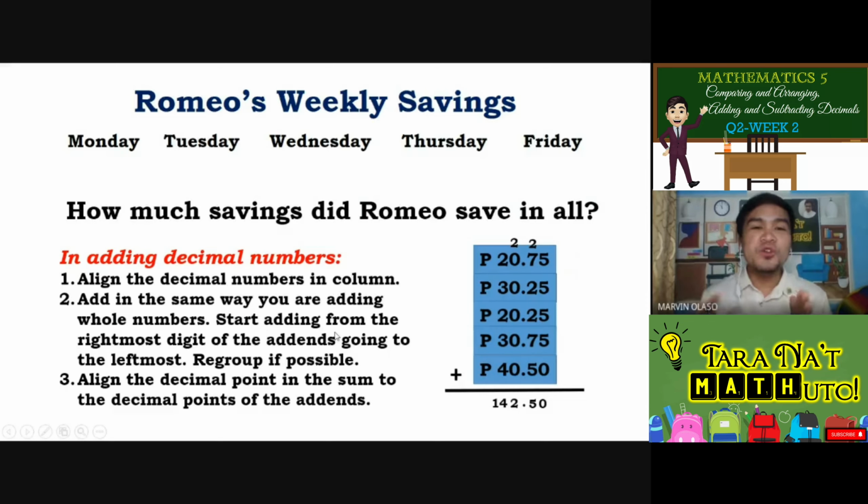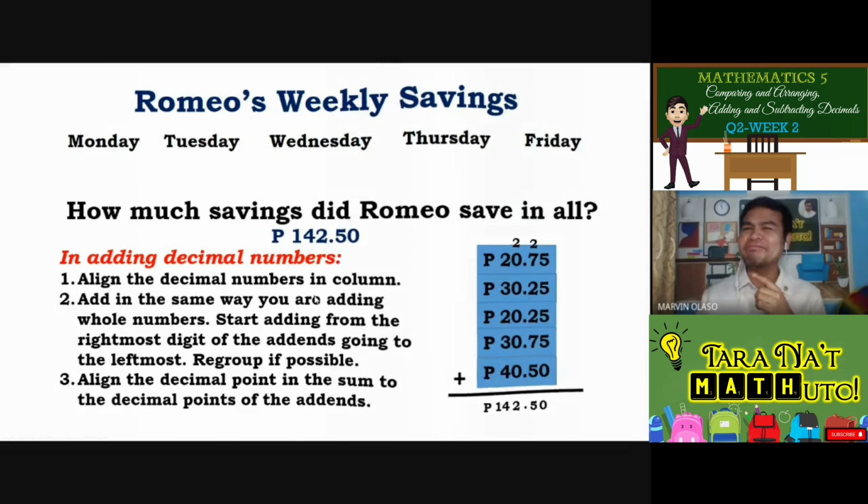All right. Now, since we are talking of money, don't forget the symbol of money. So we have the peso sign or PHP. So we have now the answer to the question. How much savings did Romeo save in all? We have 142 pesos and 50 centavos. Did you get it?